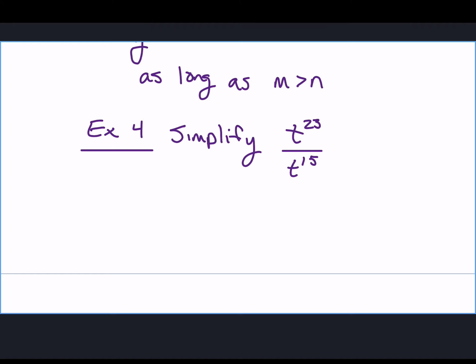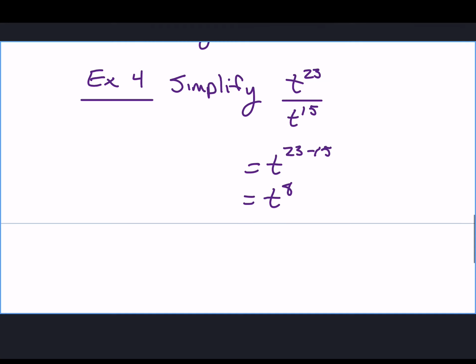Someone tell me what to do. 23 minus 15. We're going to put t to the 23 minus 15. And what rule is that? Quotient. It's the quotient rule of exponents. And 23 minus 15 is 8. So we end up with t to the 8th power. Does anyone have any thoughts on that? Does anyone not see where we got that?